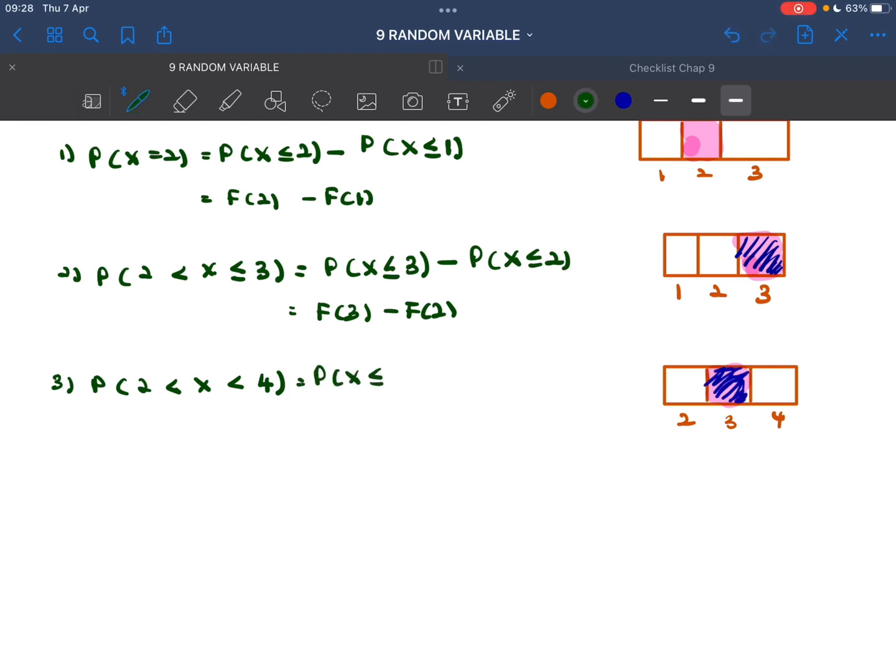P(X ≤ 3) minus, before that, which is the white color, P(X ≤ 2). So we have F(3) minus F(2).